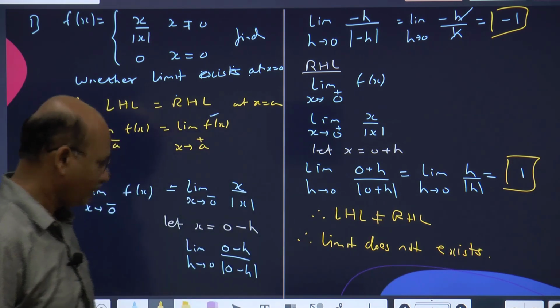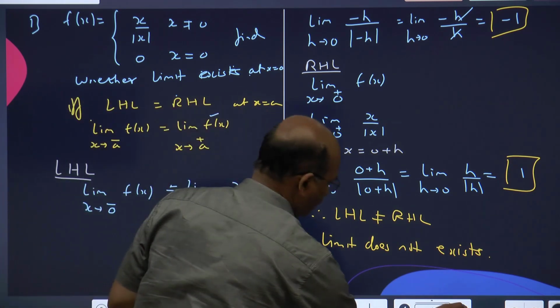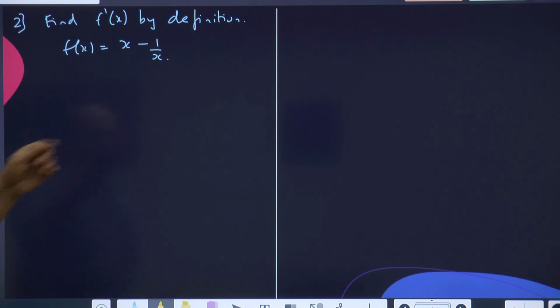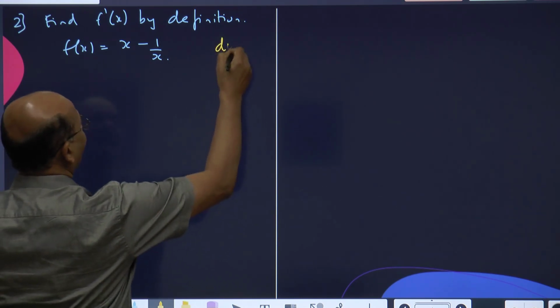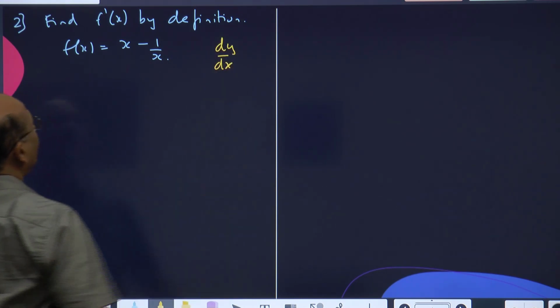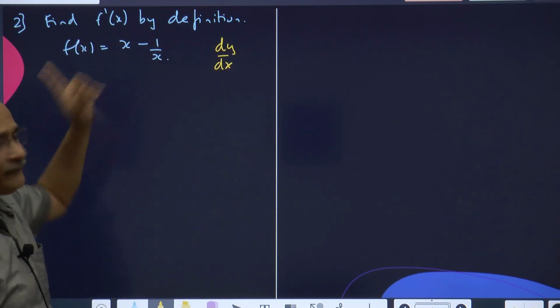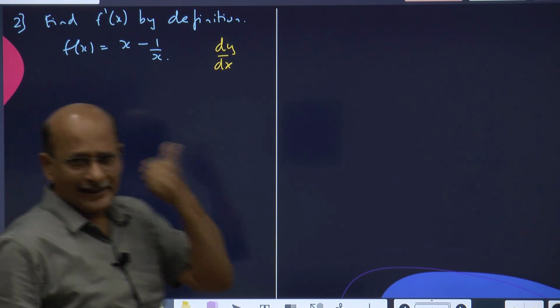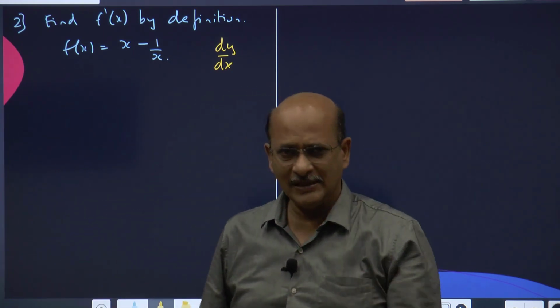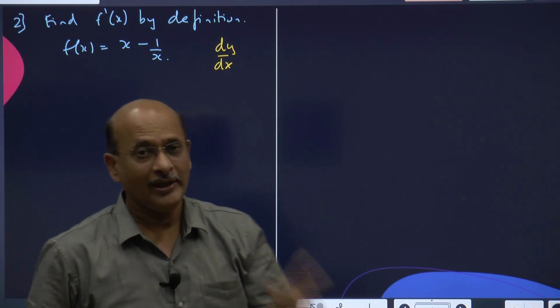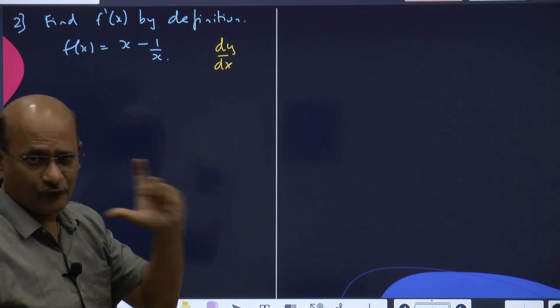Yes, sir. Let's take the next question. I'll share the notes, okay? The second question says find the derivative. F dash x means dy by dx. Keep that in mind, okay? Find the derivative by definition. Remember, by definition, first principle, ab initio. It means you know the standard formula, right?